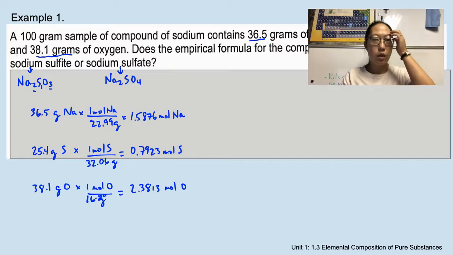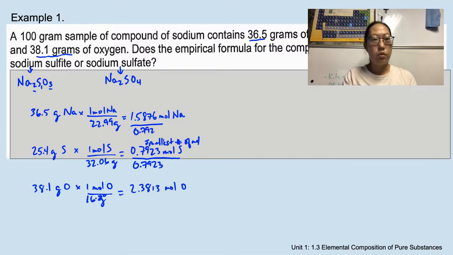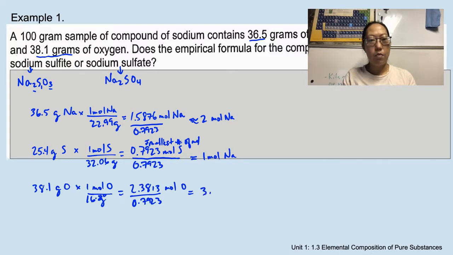All right, so now I have moles, but these are not whole numbers. The way we get whole numbers is I look at all 3 moles and pick the smallest one. This is the smallest number of moles. I divide by the smallest number of moles for each of these. So I divide by 0.7923 here, 0.7923 here, and 0.7923 here. When I divide through, I get something very close to 2 moles Na. This is, of course, going to be exactly 1 mole S. And this is about 3 moles of O.